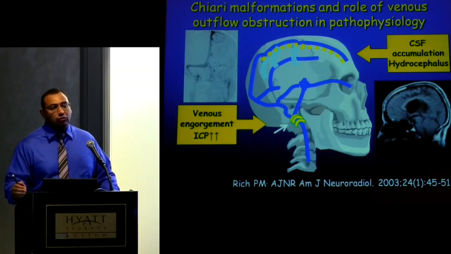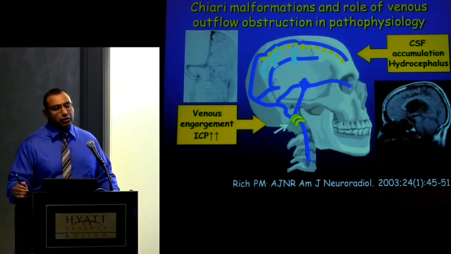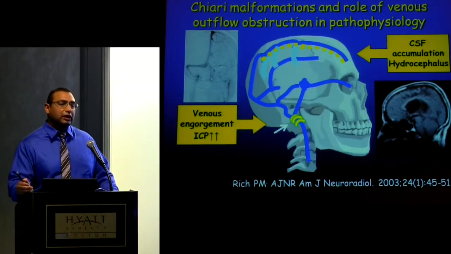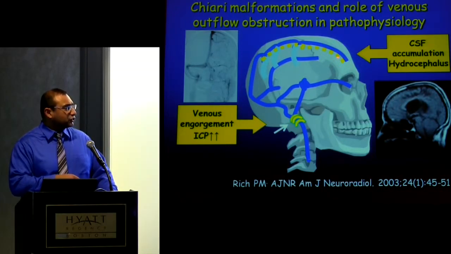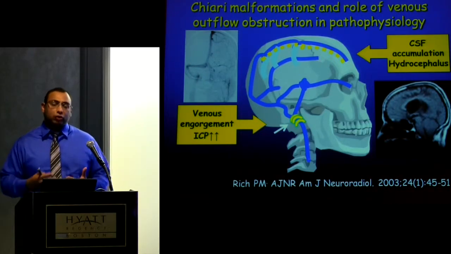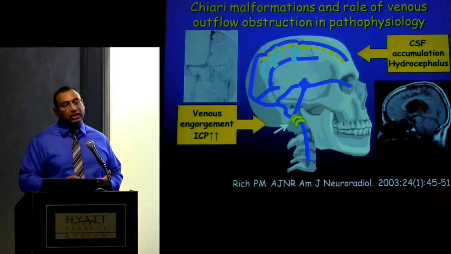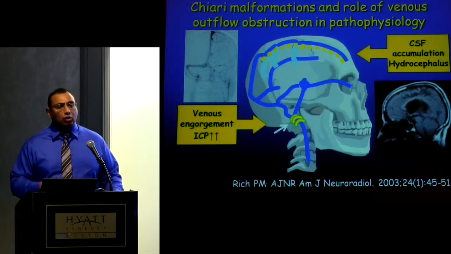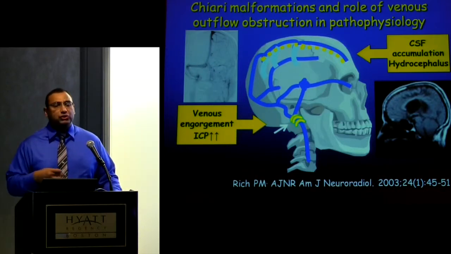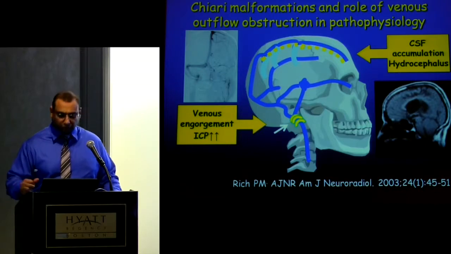And that itself could lead to intracranial hypertension or exacerbation of the intracranial hypertension that one can see with CSF outflow obstruction. And similarly, since the cerebrospinal fluid drains through the arachnoid granulations into the dural venous sinuses, an occlusive disease of the dural venous sinuses could worsen the hydrocephalus that is sometimes associated with Chiari malformations.